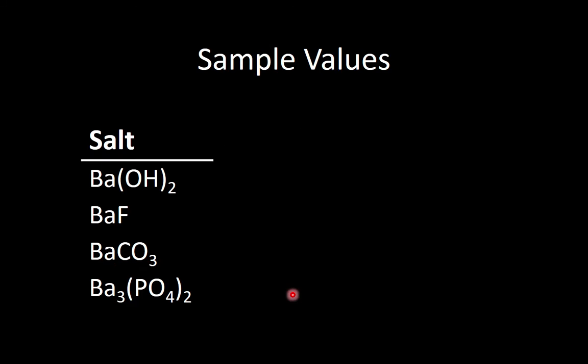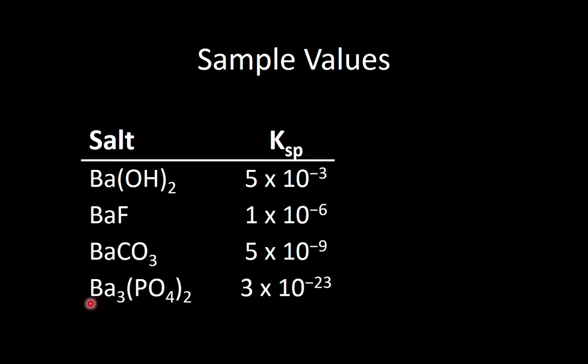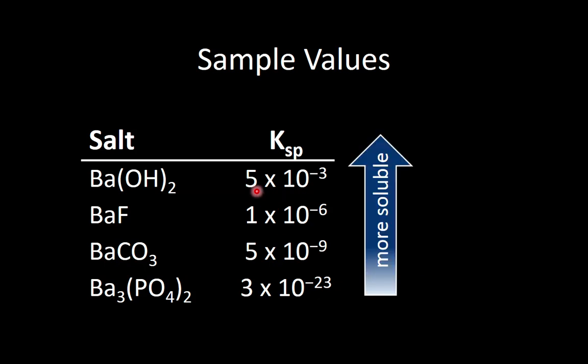Here are some examples of those numbers. Here are some salts, and the thing they share in common is that they all contain barium. The K_SP values vary, and you can see that there is a very big difference in these values. At the highest, we have 5 times 10 to the minus 3. At the lowest, we have 3 times 10 to the minus 23. Again, what this number means is that the bigger the number is, the more ions that are present in water, and therefore the more soluble the substance is. The higher the number, the more soluble the substance is.